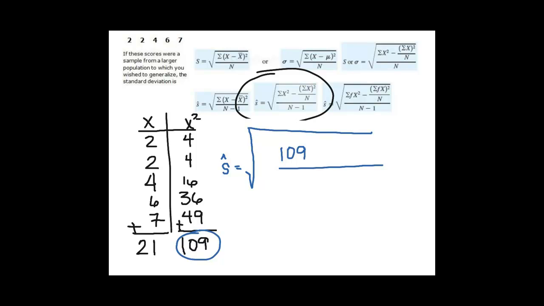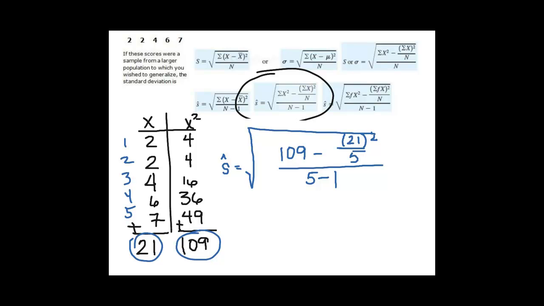So you have 109 minus, all right, I need 21 squared because those are the sum of the values, and then I need to square that sum of the values. So 21 squared, over an n of, I believe, 5. 1, 2, 3, 4, 5. N of 5. So it goes 5 on the bottom of that fraction, and then 5 minus 1 on the bottom of the whole shebang.